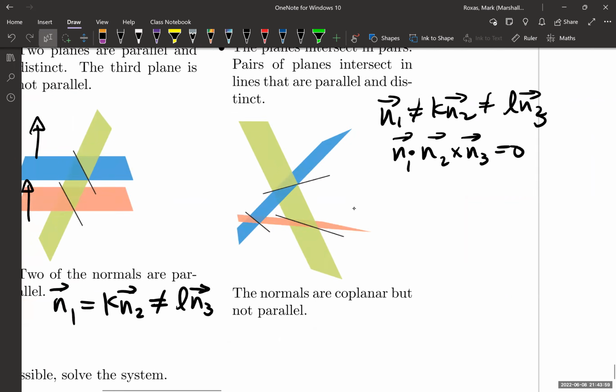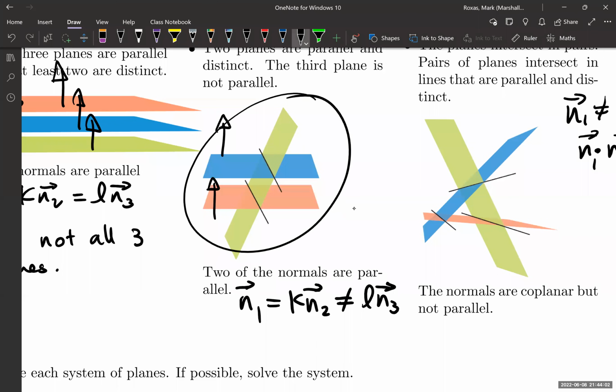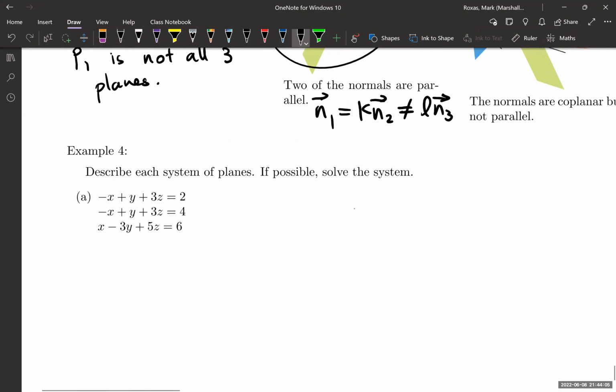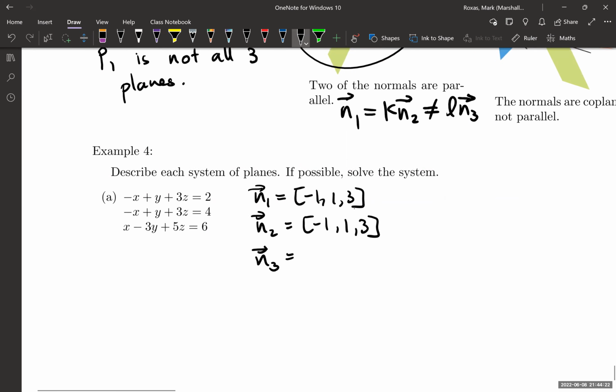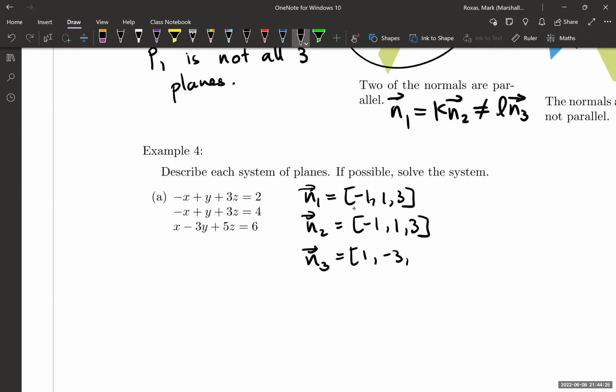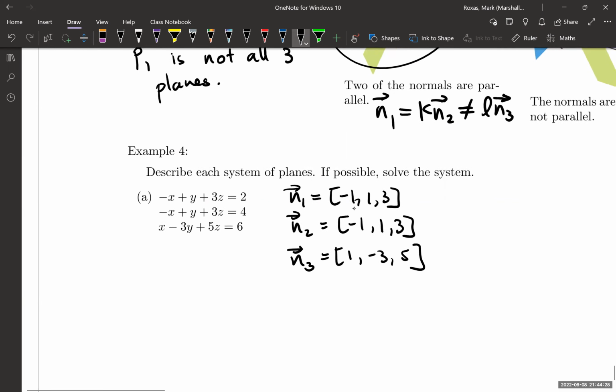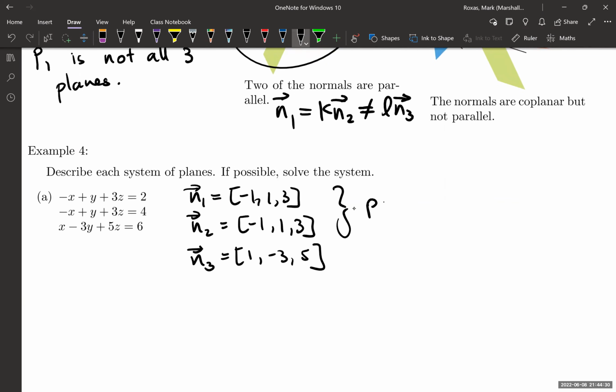Let's just go back for a moment for this example here. Here's an example: describe each system of planes, and if possible, solve the system. So if I look at n1, let's extract that one, -1, 1, and 3, and n2 is equal to -1, 1, and 3. Oh wow, we have the same exact vector for n1 and n2. What about n3? We have 1, -3, and 5, and that does not look like a scalar multiple of the other ones. So these two are parallel, and are they distinct? Yeah, because one is a 2 and the other one's a 4. So parallel, distinct.